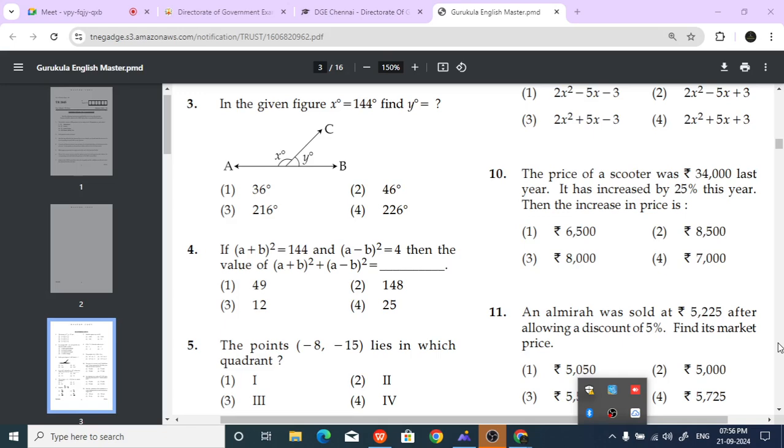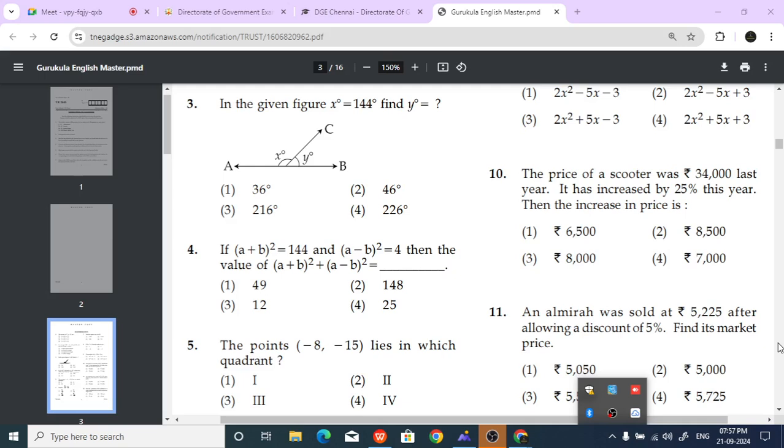So, what will be the fourth quadrant? How will it be? Tell me. Which is negative, which is positive? Fourth quadrant? The fourth quadrant, x will be positive, y will be negative. Am I correct?